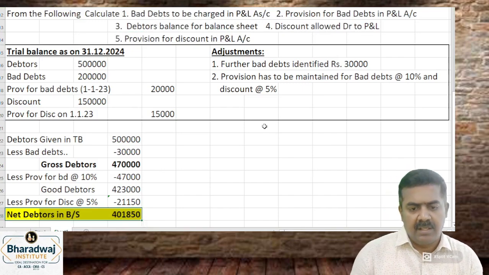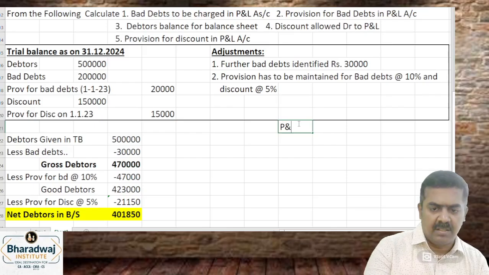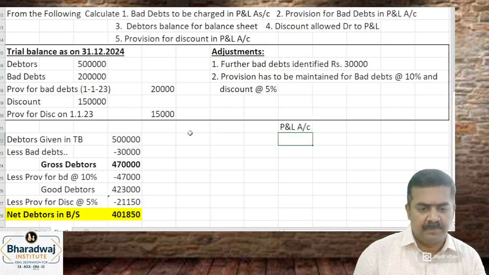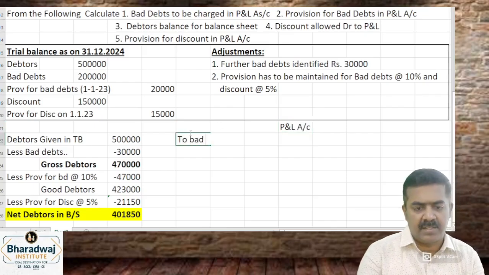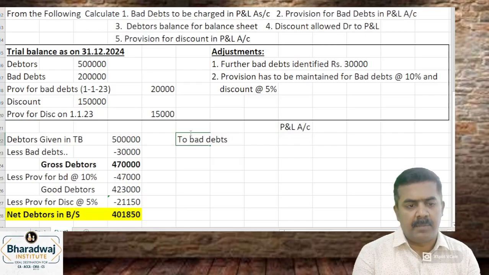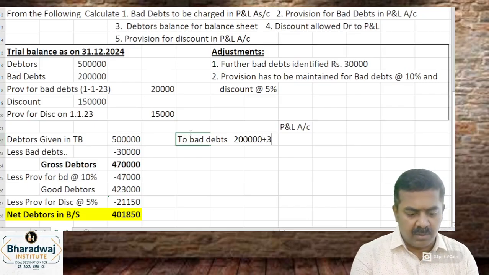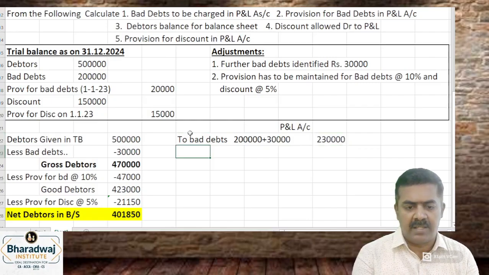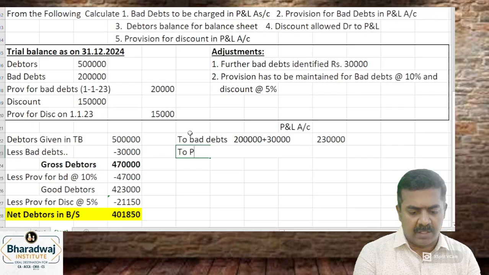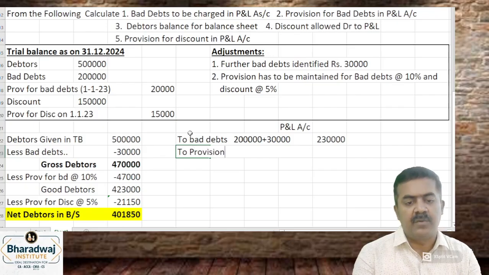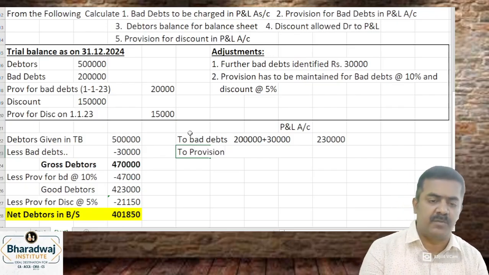Next, in the profit and loss account, two bad debts. How much already bad debts are there? 2 lakhs. Plus now 30,000. How much? 2,30,000 total bad debts. Provision for bad debts. See, what is the difference between bad debts and provision for bad debts?